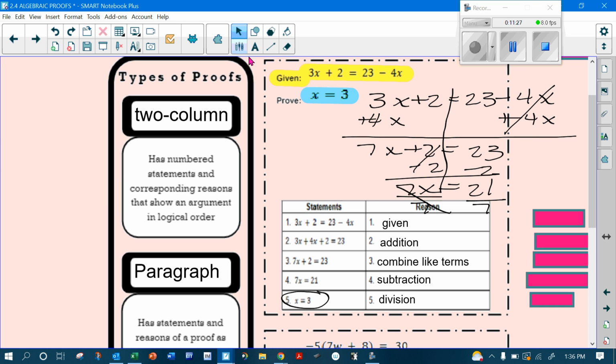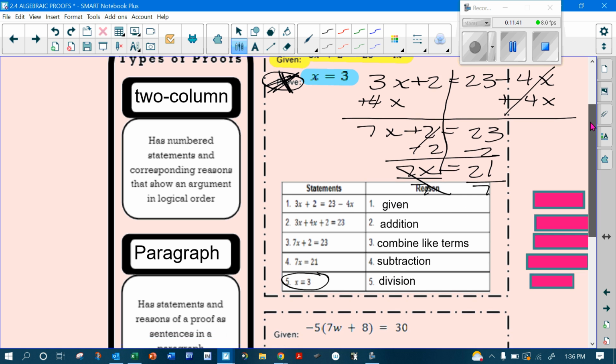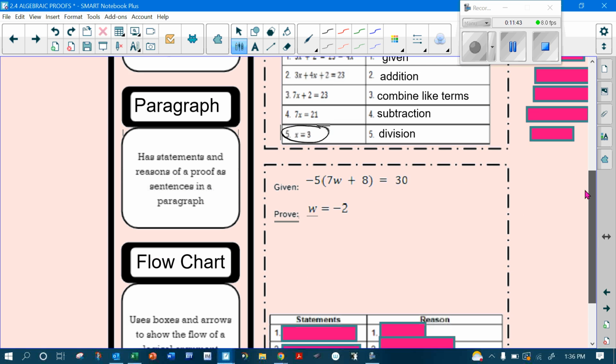You will never, ever, ever use this word over here. This right here will never be used. This is the direction. This is what you're trying to do. You're trying to prove something. It will never be a reason, okay? If you put it as a reason, then the whole thing is wrong.